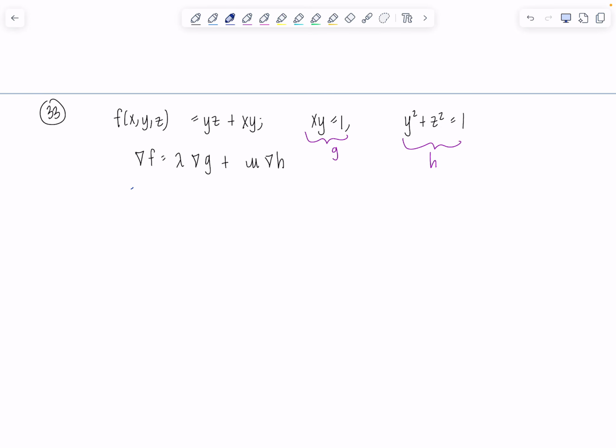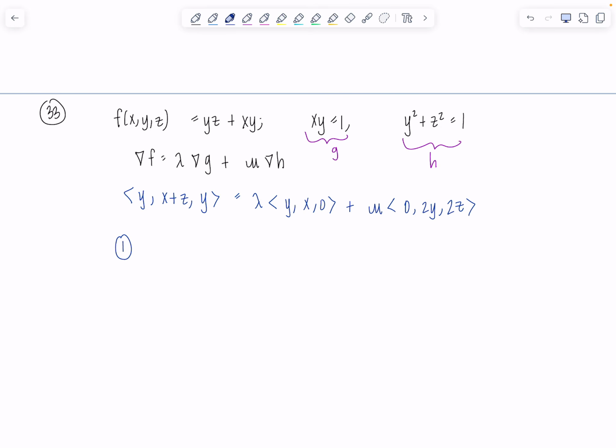Okay, gradient of f, I have y, x plus z, y. Do you agree? Yes. Oh, good. Equals lambda times y, x, 0, plus mu times 0, 2y, 2z. Beautiful. Okay, all right, first equation.